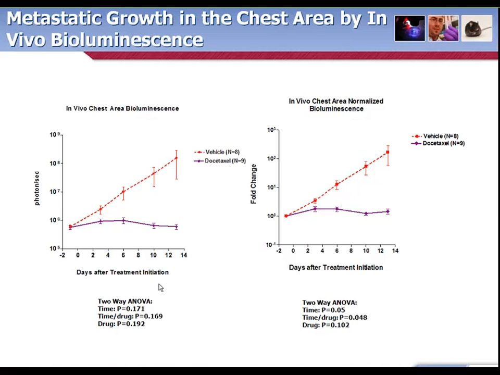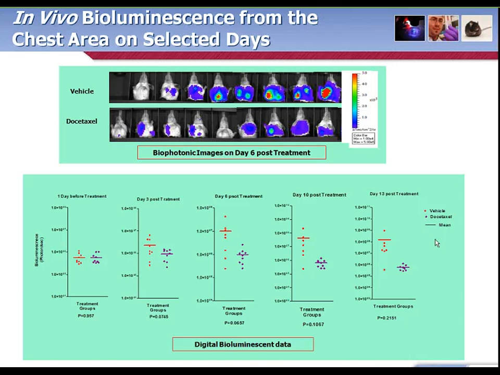The imaging system allows you to select a region of interest, where we can focus and see whether the photons are coming from there. You can see here that by photons per second or by fold change, if we focus on the chest area, in the vehicle-treated animal we see an increase in bioluminescence over time, whereas in the docetaxel-treated group we actually don't see an increase, both with photons per second and with fold change. We're seeing similar data there.